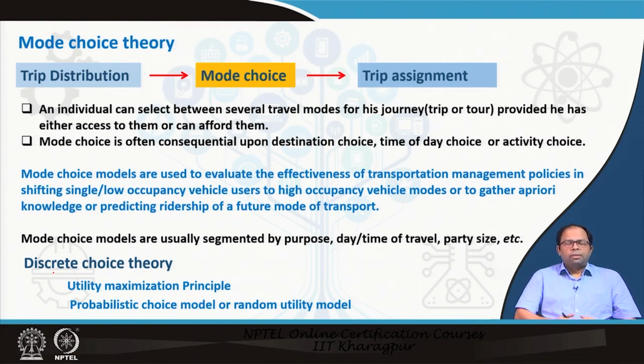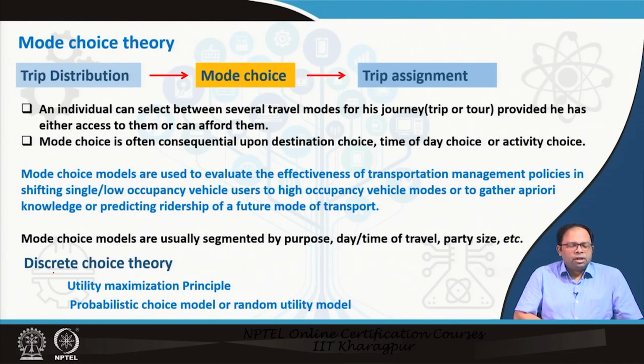After we divide that distributed trip between the time periods, we take up the step of mode choice. That means for a particular time period of the day, for a particular Tij value, which means the number of trips happening between zone I and zone J, we predict the modes that would be adopted by the different people. So, that is the mode choice step that we will cover.